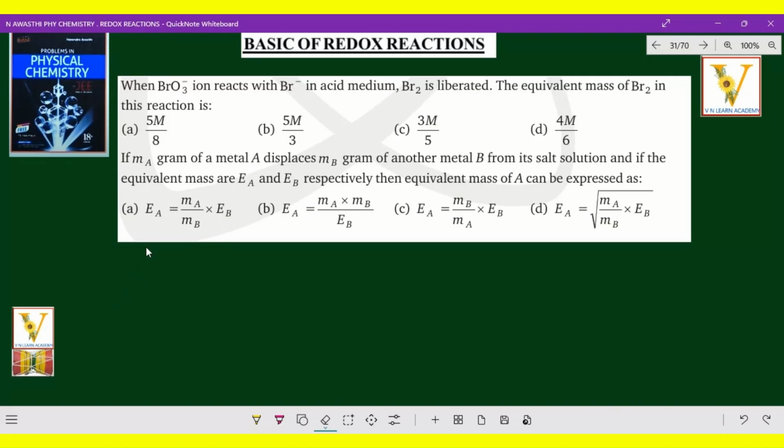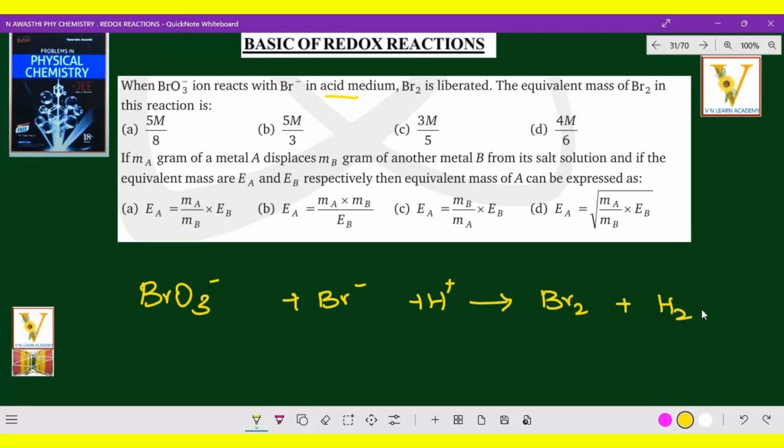Now first and foremost, let us write the equation: BrO3 minus plus Br minus plus H plus, because this is acidic medium, so we are writing H plus. It gives Br2 plus H2O. I am writing H2O because it is acidic medium, so 100% water molecules will be present. Now the first point, the equation, is written.